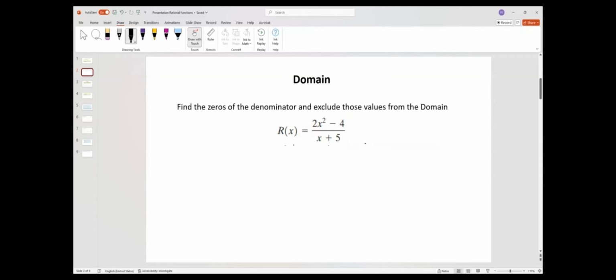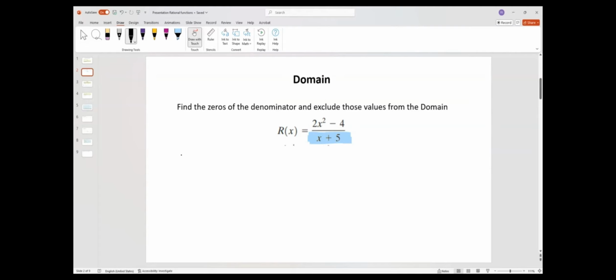How can we find the domain of a rational function? In previous activities, we already discussed how we find the domain of a rational function. To find the domain, we're going to find the zeros of the denominator, and we're going to exclude those values from the domain. So we basically just look at the denominator of your function, the expression under the fraction bar, and then you will find the zeros of this denominator.